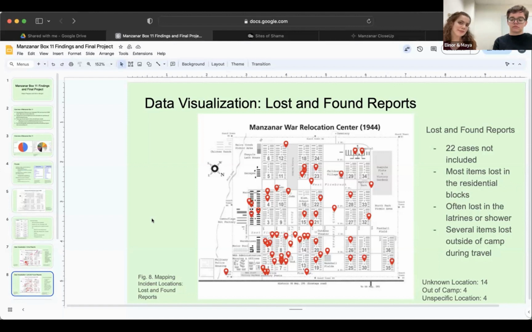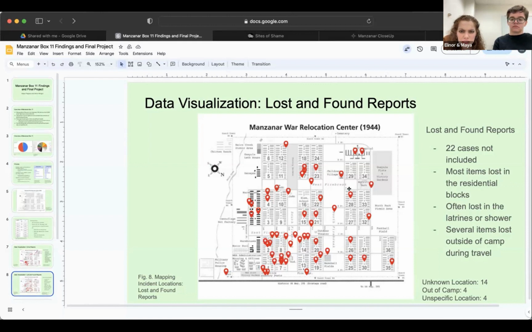I also probably should have mentioned this before, but some of these blocks, for example block 7, are sort of identical to the residential blocks. It's actually like the high school. And then we also have like an elementary school.